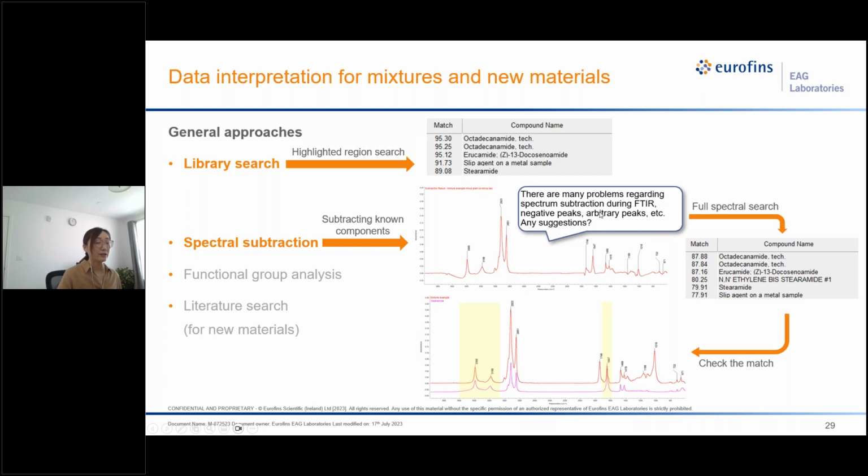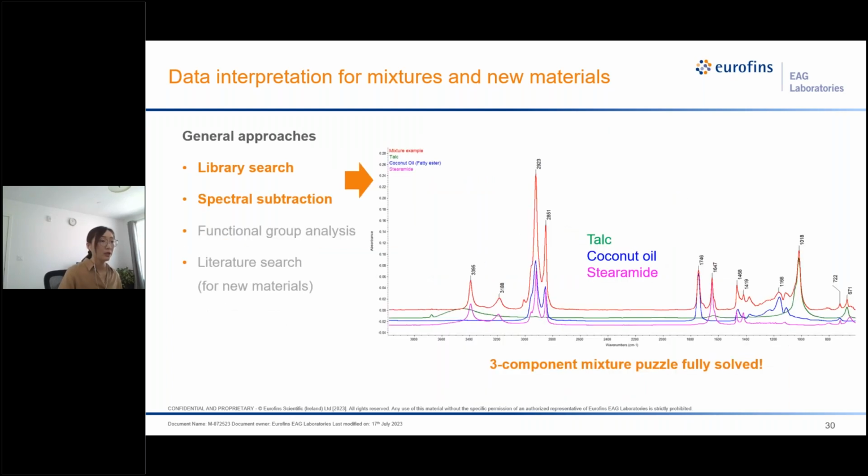And speaking of spectrum subtraction, we received a question asking about the negative peaks or arbitrary peaks in the subtraction results. Those artifacts can be generated by many different factors, and unfortunately, it is not possible to fully avoid them. Nonetheless, the spectrum subtraction results still can be a very useful tool when it comes to spectrum interpretation. So now back to this mixture example.